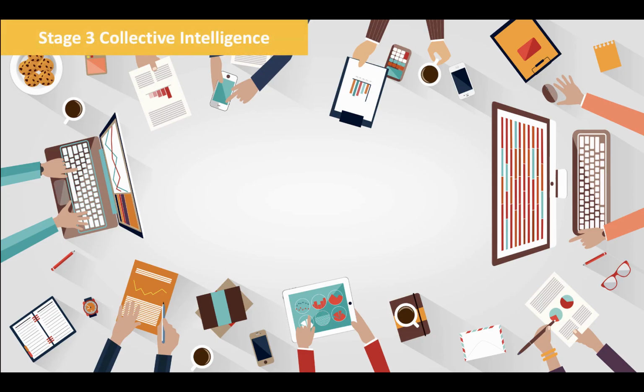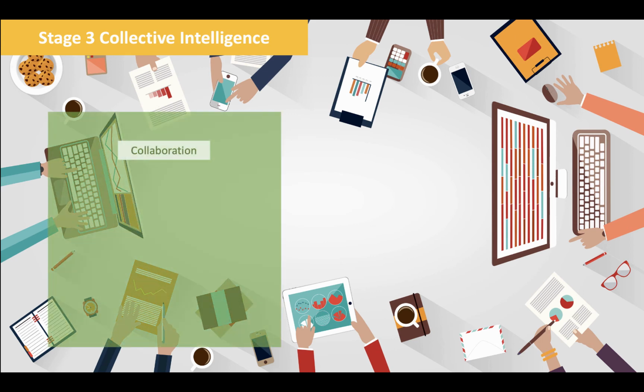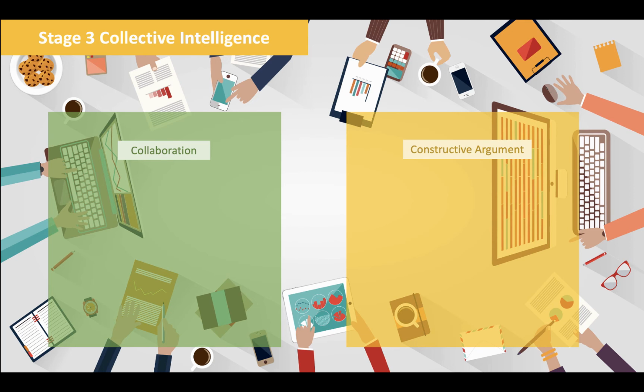Stage 3. Collective intelligence. Once everyone has posted their initial response and maybe updated a few based on your feedback, it is time for them to learn from each other. There are two ways you can get the engagement going. One way is through collaboration. The other way is through constructive argument.